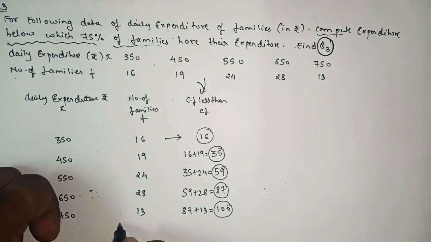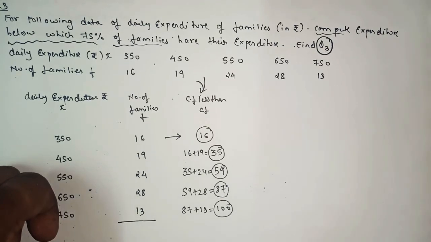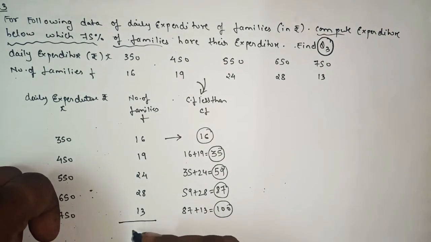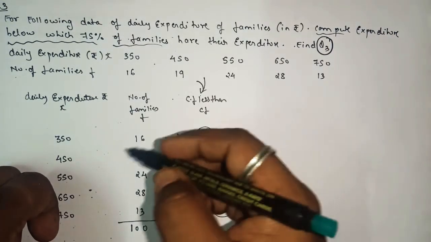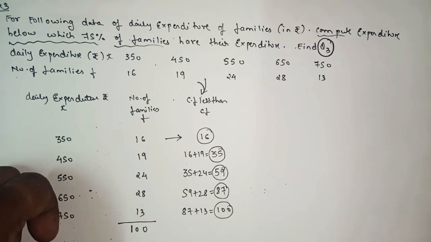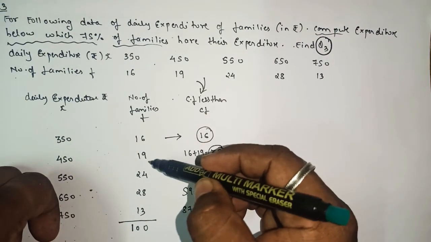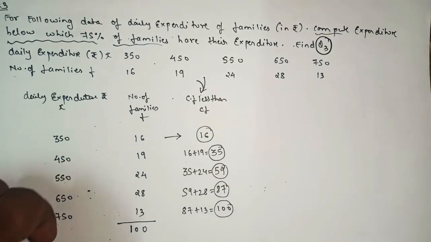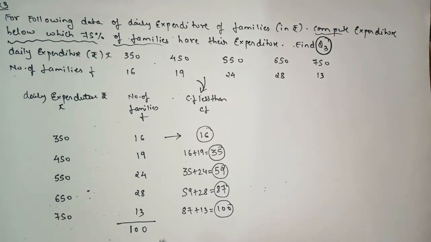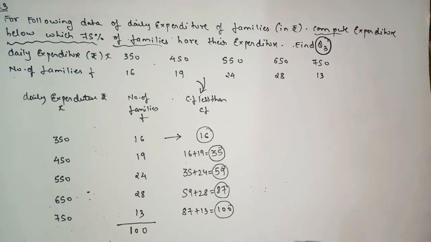Okay, so we'll calculate this second column also, number of families. Common sense, here we got 100, so this will be what? 100 only, yes or no? Just calculate and see. This part will be 100 only. So these two numbers have to be the same. I hope you all understood how to draw the table.